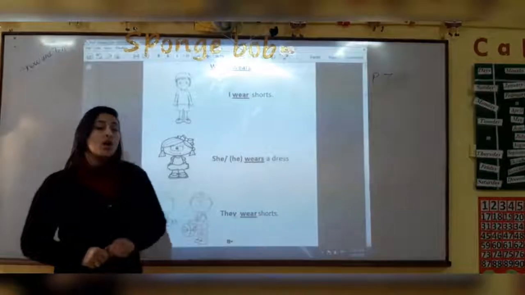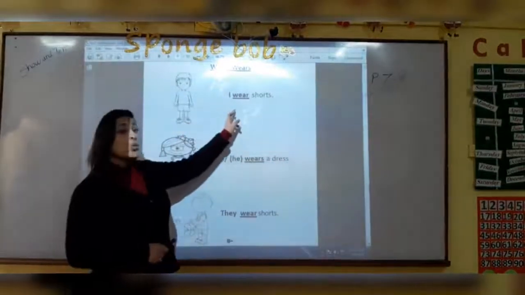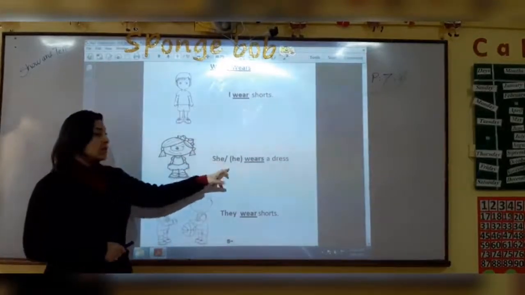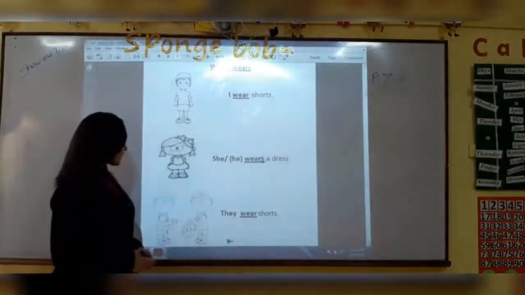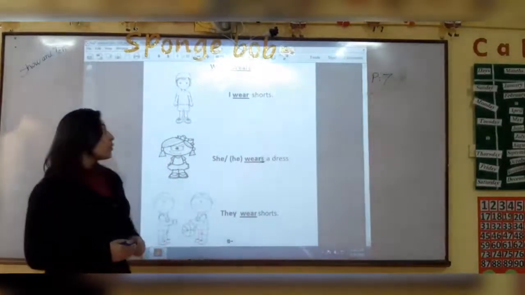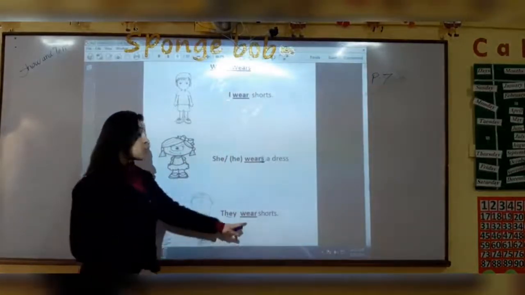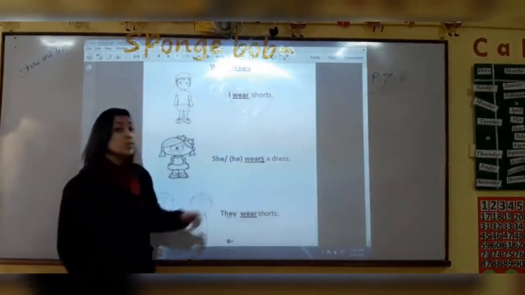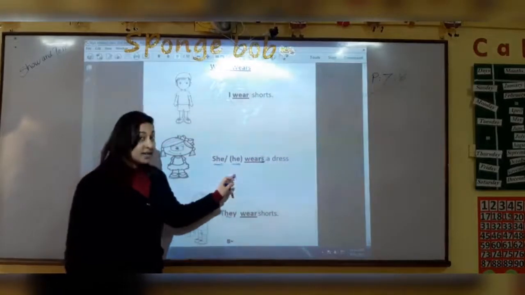Okay, Kg1. When do I use wear and when do I use wears? I wear shorts. She or he wears a dress. They wear shorts. So I use wear with I and they, and I use wears with she or he.